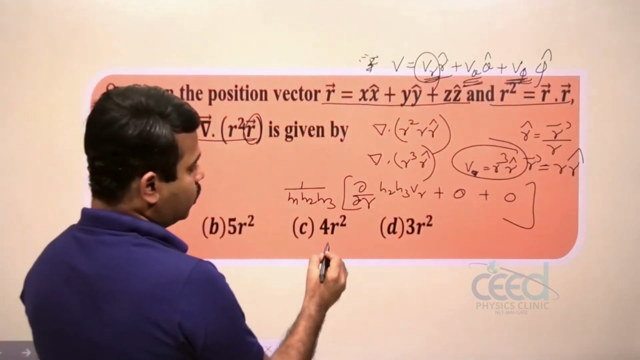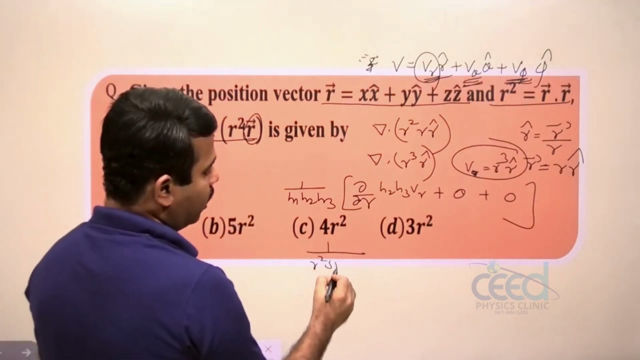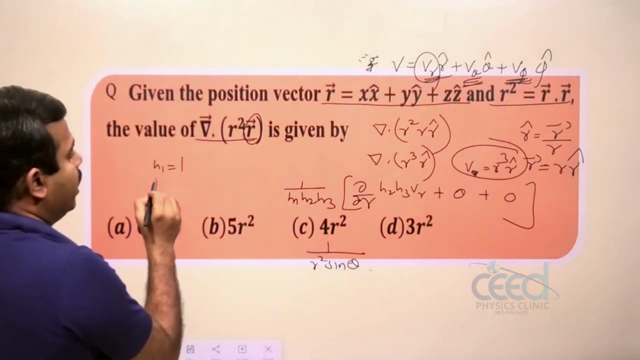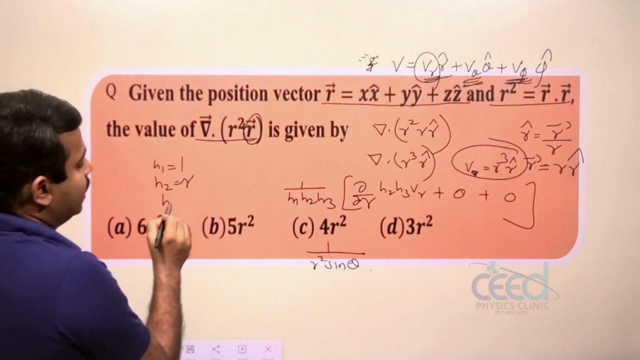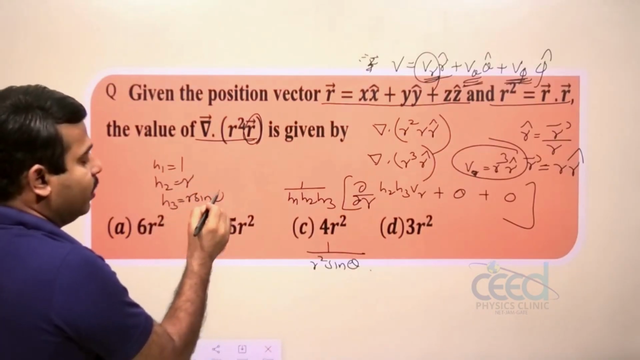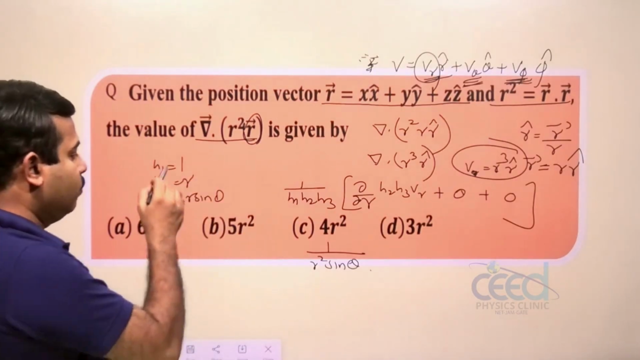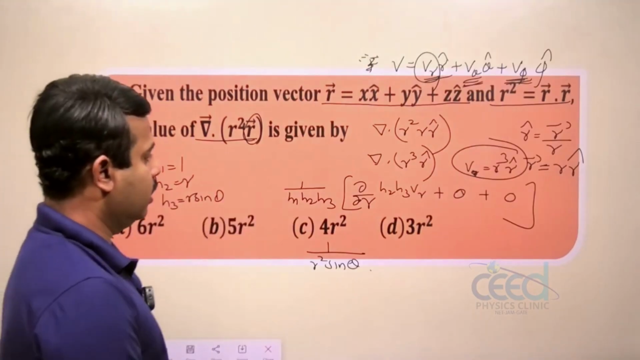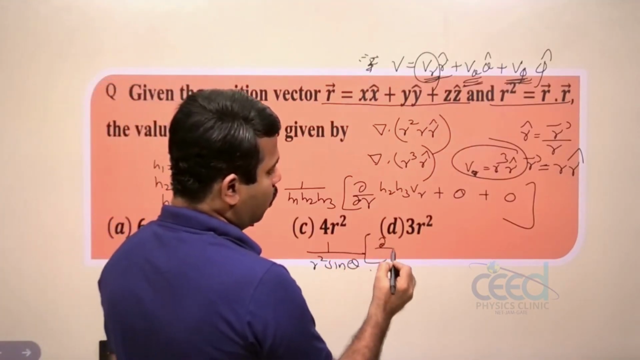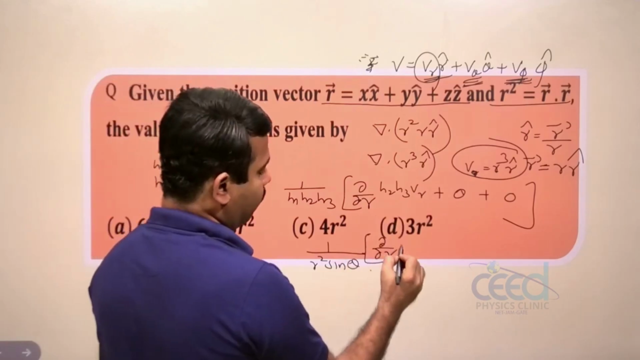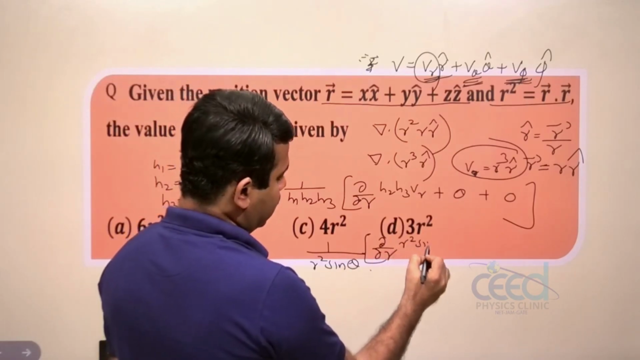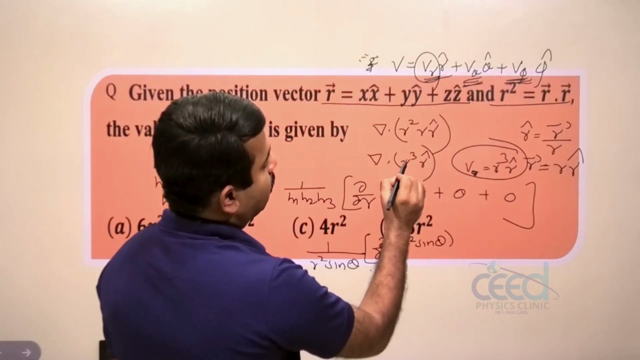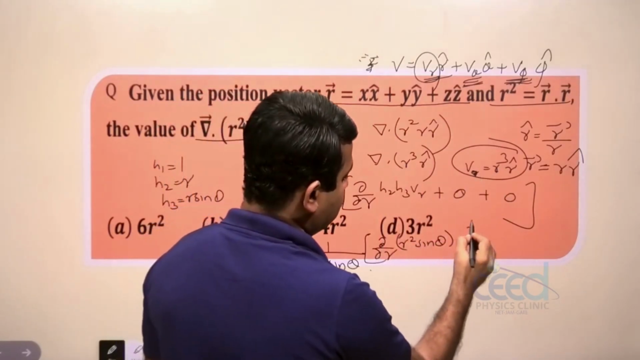Now what are h1, h2, h3? Scale factors: h1 is 1, h2 is r, h3 is r sin theta. We already discussed these scale factors h1 h2 h3 in spherical polar coordinates, right? So we have 1 by r square sin theta into dou by dou r of h2 h3, which is r square sin theta, into vr, and vr is r cube.